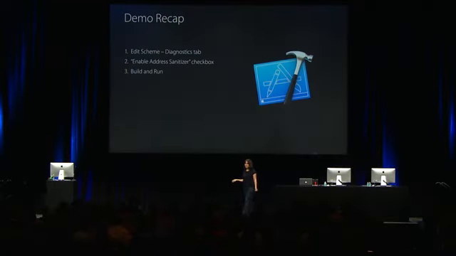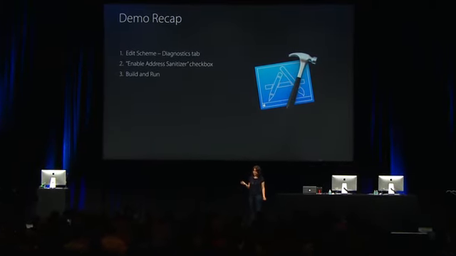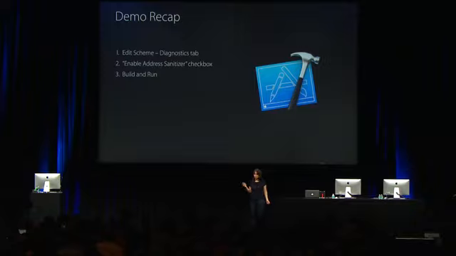So as you had seen, turning on Address Sanitizer is very easy. You go to Edit, Scheme Editor, open the Diagnostics tab, and check the Enable Address Sanitizer checkbox. Then you just build and run your project.